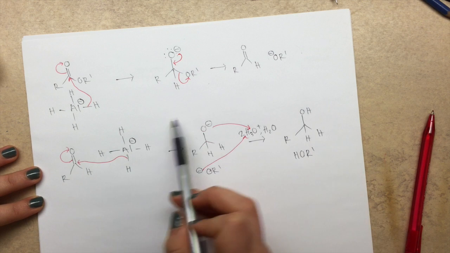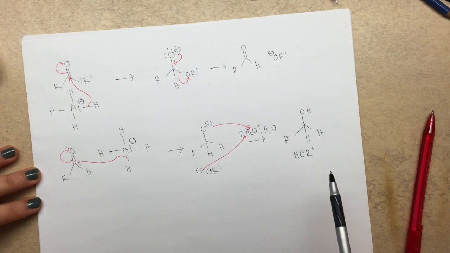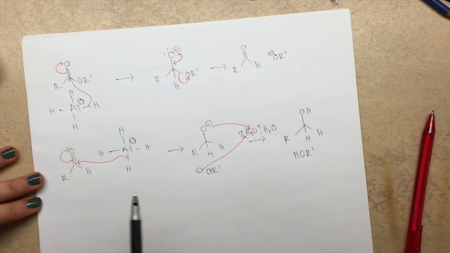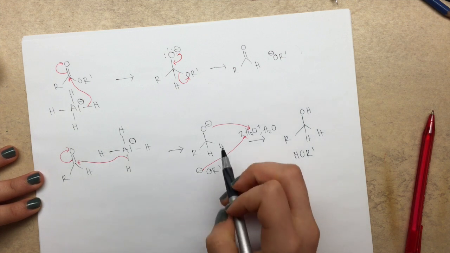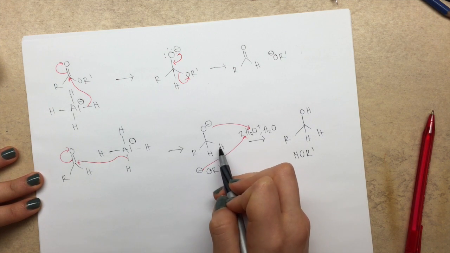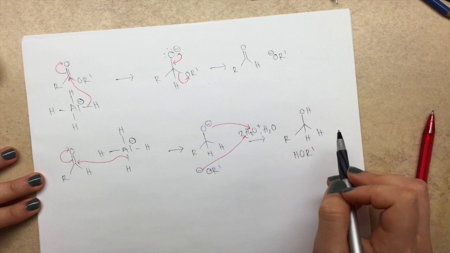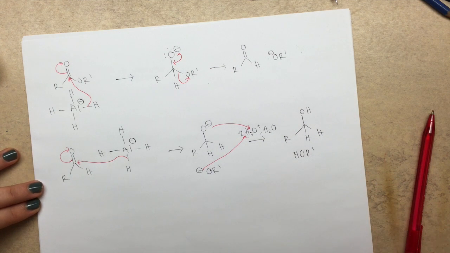And then this bottom step is for aldehydes and ketones. If a ketone were to be used, the only difference would be that you would have another R group right here, and you would form a secondary alcohol as opposed to a primary alcohol.